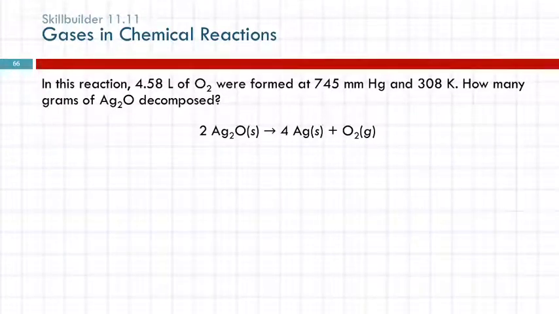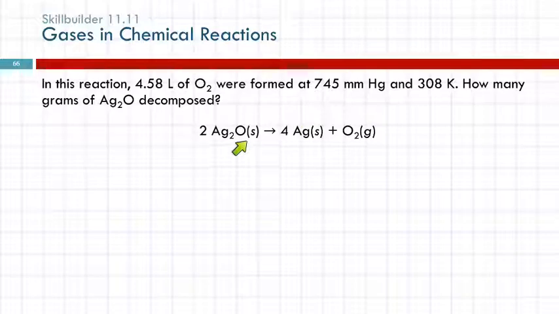Let's do an example. In this reaction, 4.58 liters of oxygen were formed at 745 millimeters of mercury and 308 Kelvin. How many grams of silver oxide decomposed? So here we have a chemical reaction occurring. Think stoichiometry. So we've got oxygen, and we're asked about another compound. That's a clue that there's stoichiometry involved here.